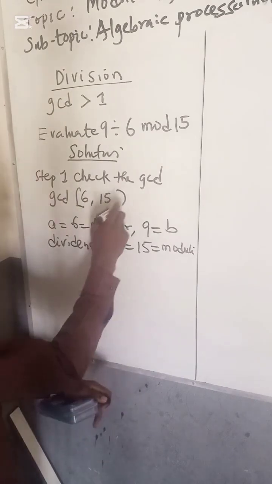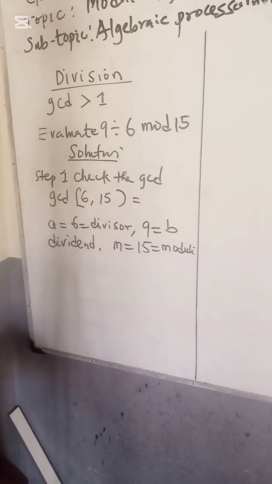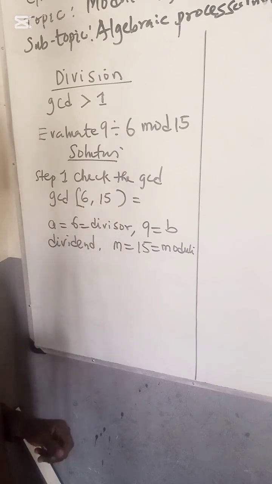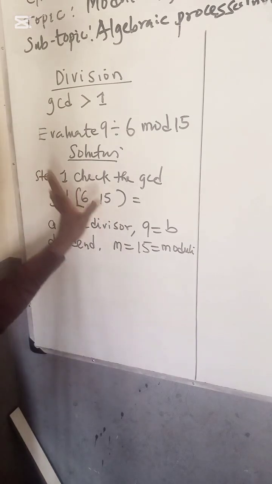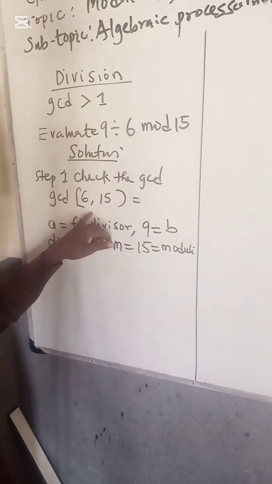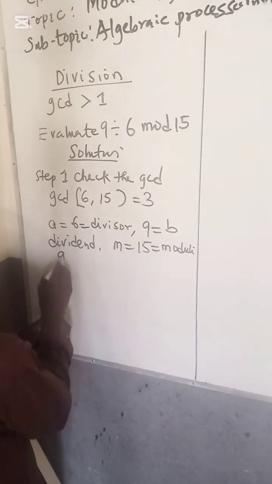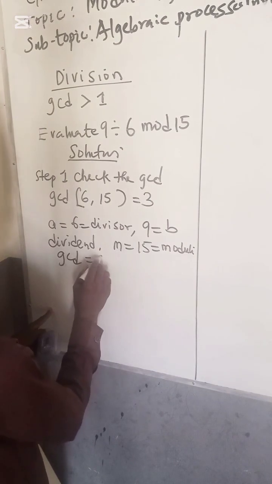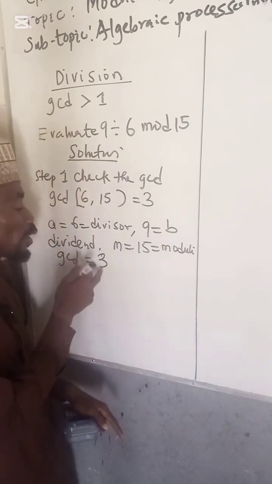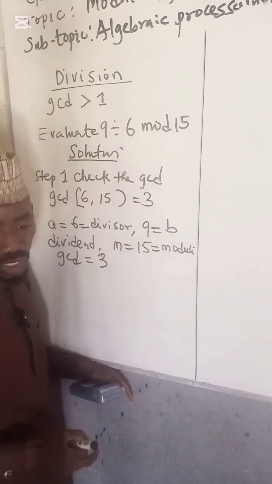Now, if you look at these two critically, aside from 1, 3 can divide 6 and 3 can divide 15. So it means we have a GCD that is more than 1. It's not only 1 that is a factor that can divide them. So we said 3. Now, the GCD is equal to 3. This implies that we are going to have 3 solutions to this particular single question.